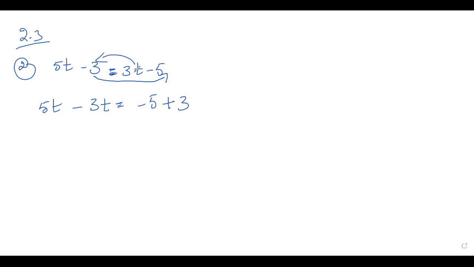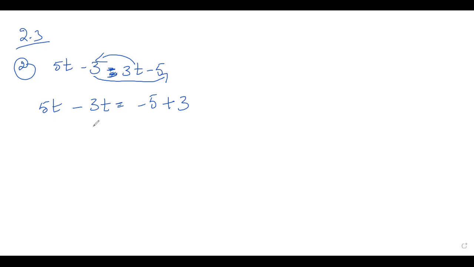See, plus 3t, I'm sending to the left, and minus 3, I'm sending to the right. So plus 3t became minus 3t, minus 3 becomes plus 3. Okay children, don't get confused, you have to transpose by looking at the equal sign.